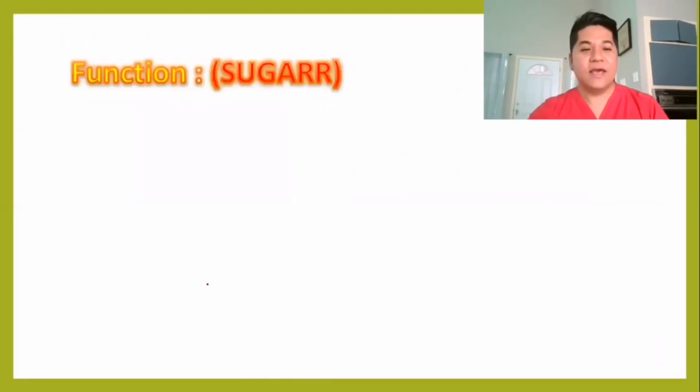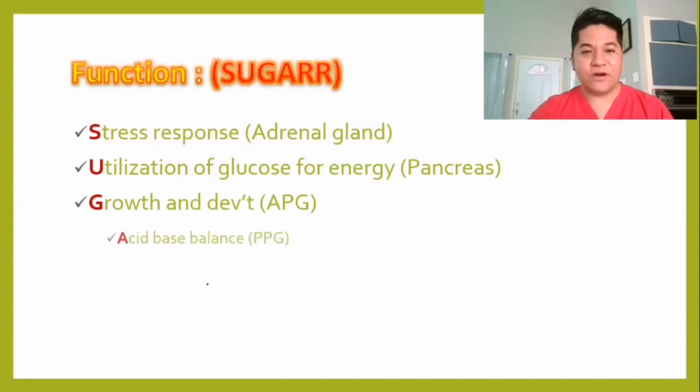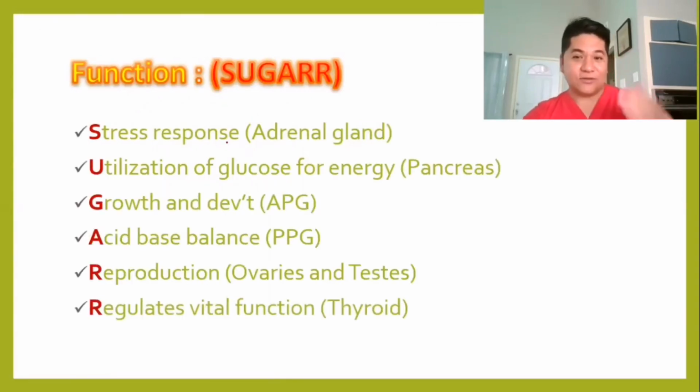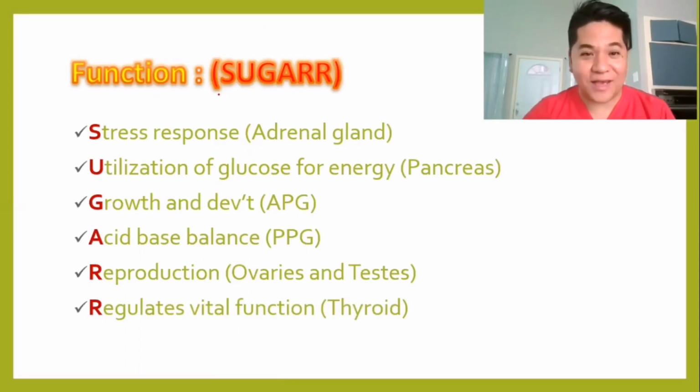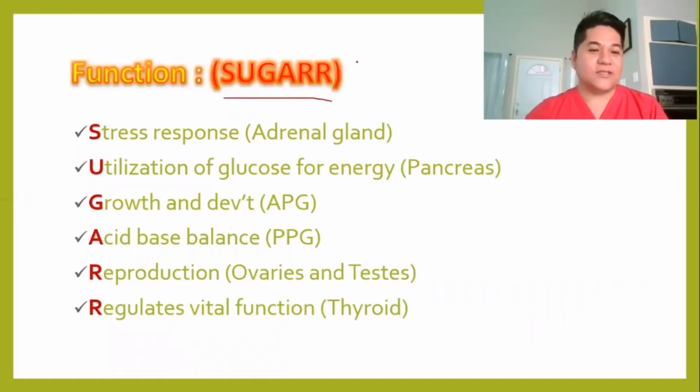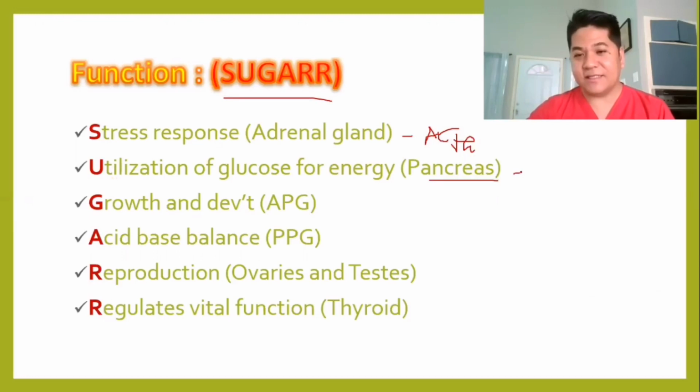Okay. Now, what are the functions of your endocrine system? Let's talk about sugar. Everybody likes sugar, especially chocolate, but not too much, okay? Sugar. So S stands for the stress response by your adrenal glands, by secreting the ACTH or the adrenocorticotropic hormone, your cortisol, and then utilization of glucose for energy because of your pancreas, which secretes the insulin that is needed by the cell, so the sugar will go into the cell.